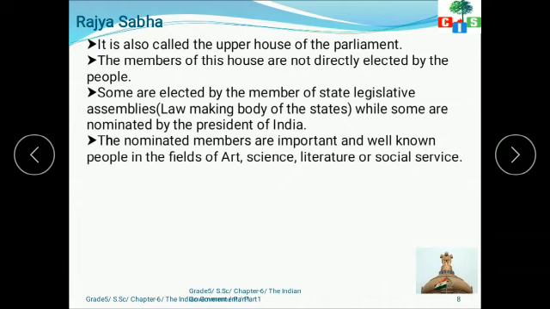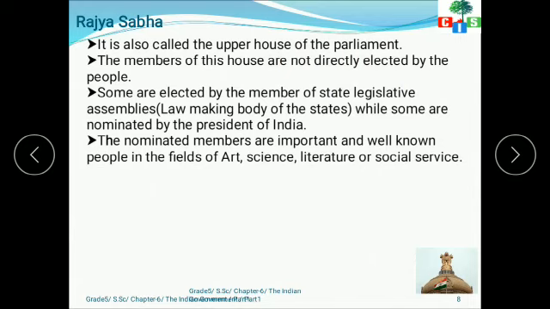Next is Rajya Sabha. The other house, the upper house of the parliament, is called the Rajya Sabha. The members of this house are not directly elected. Now this is very important. In Lok Sabha they are directly elected by the people, but here they are not directly elected by the people. Then who elects them?